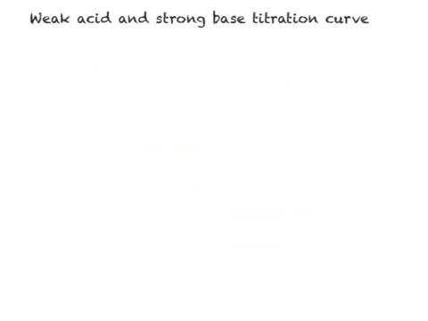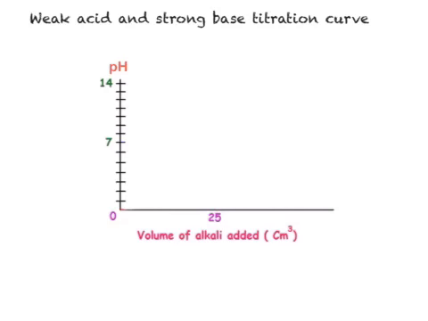Can you sketch out what you think the pH curve would look like for a 25 centimetre cubed volume of weak acid titrated with a strong base such as sodium hydroxide? As a hint, think about the pHs at the start and then at the end, then have a go at filling in the pH changes as the volume of the strong base increases. You could use the same axes as before. Pause the video for a minute and then come back in a moment to see if it's the same.